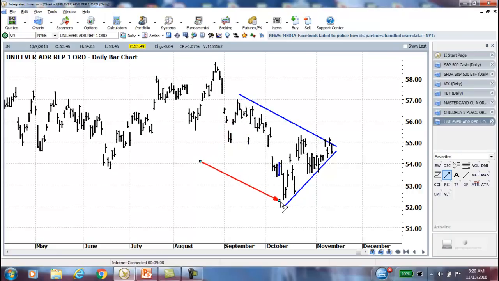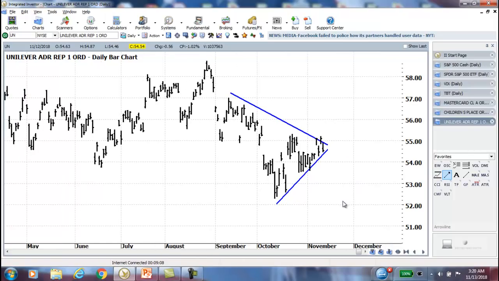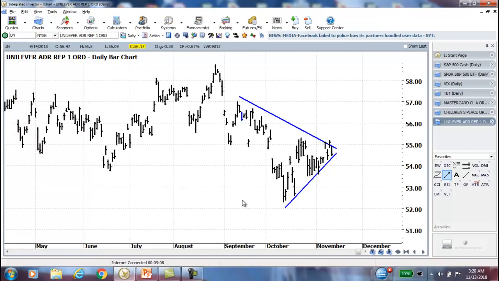So 57 down to 52, 5-point breakout. Multiply that by 0.8. So we'd be looking for a move of 4 points in either direction, and that should happen in the very near future based on this pattern, because you can see how nicely formed it is. So that's the one I wanted to share with you. If we get some volatility, this should move quickly as well.